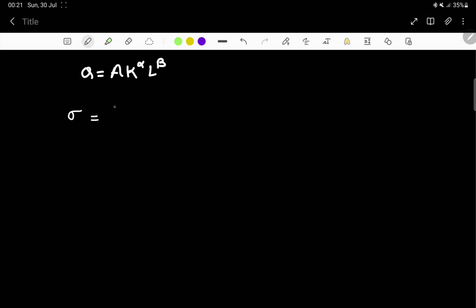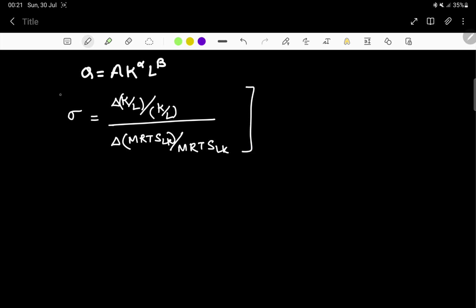It is written as sigma is equal to the percentage change in K by L divided by the capital output ratio, whole divided by del MRTS LK divided by MRTS LK. So this is how we calculate the elasticity of substitution. What does it mean? It means the ease with which we can change the capital output ratio per 1 unit change in the marginal rate of technical substitution, that is with labor, capital.